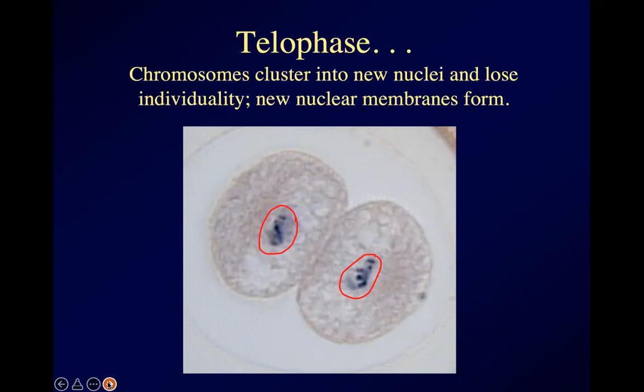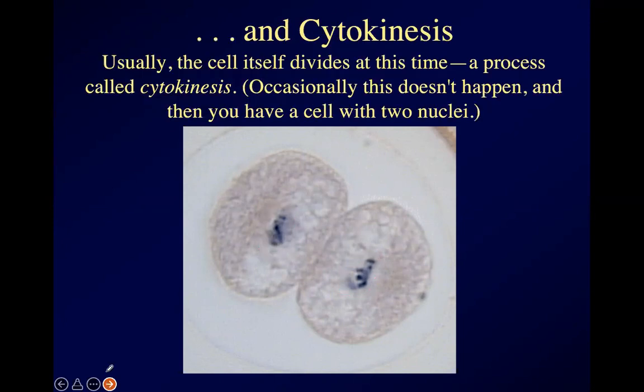And incidentally, all the phases we've talked about, interphase, prophase, metaphase, anaphase, telophase, which you really need to be able to remember and recognize in order, all of those stages technically apply only to the nucleus. Usually, the cell itself, the whole thing, divides when the nucleus is in telophase, and the division of the entire cell is called cytokinesis.